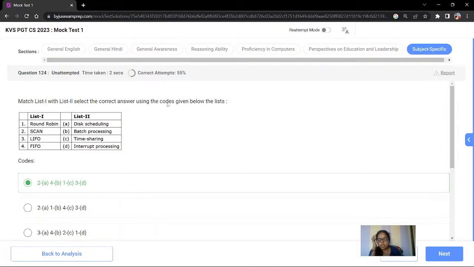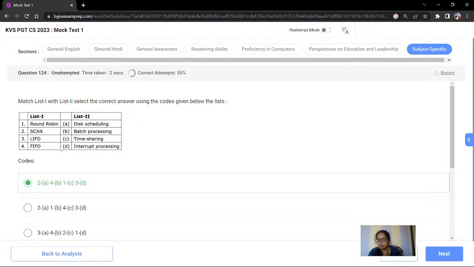Next, match list 1 and list 2. Select the correct answer using the code given below the list. So round robin, scan, LIFO and FIFO. Here given 1, 2, 3, 4 and these schedulers. So 2, scan matches with A, that is this scheduling algorithm. Then 4B: FIFO is batch processing. Then 1C: round robin is time sharing. And 3D: LIFO, last in first out method, is interrupt processing.